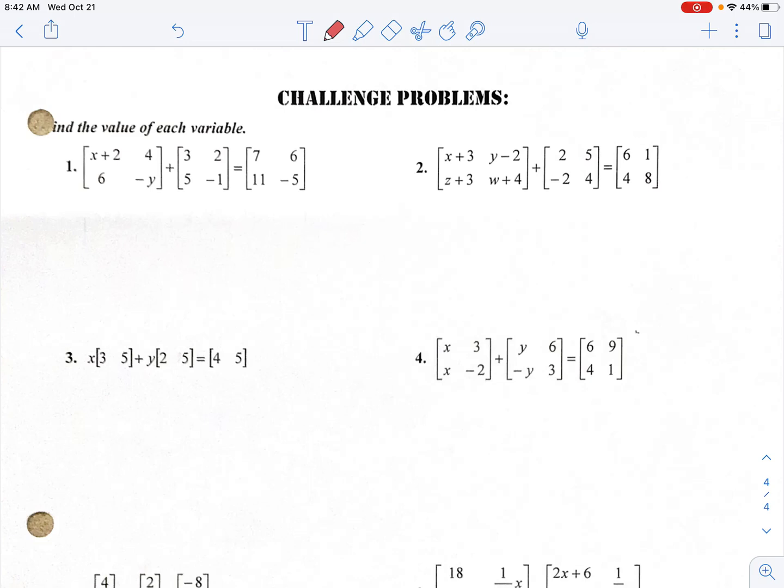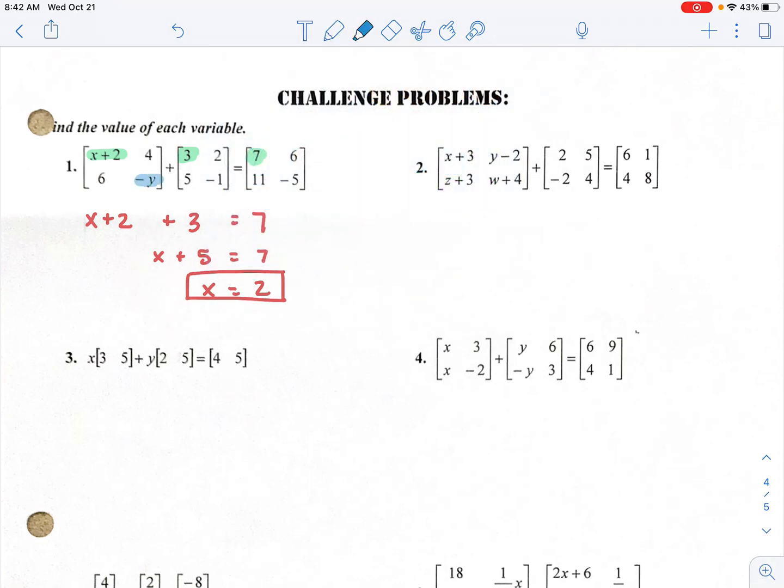Finally, we've got some challenge problems here. What we're going to do is find the variables, so you're going to make equations. Again, we can add things with common entries. If I look here, I've got x plus 2 in the first row, first entry. So I'm going to look at every other first row, first entry and make my equation from that. I've got x plus 2, plus 3, equals 7. From there I can solve for x. So I've got x plus 5 equals 7, so x equals 2. Okay, so I found my x.